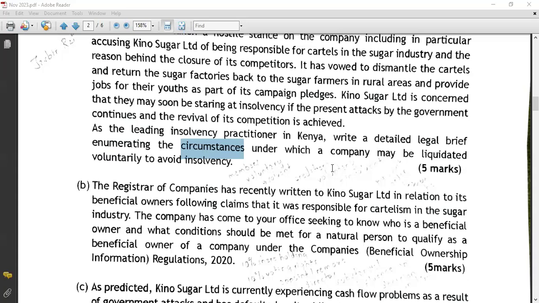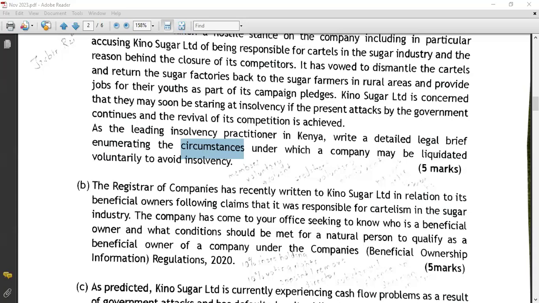So there is a difference. As lawyers, we read strictly. So when you are told about types of voluntary liquidation, you talk about members and creditors, but if it is circumstances, you stick with 393. So that is a correct interpretation.